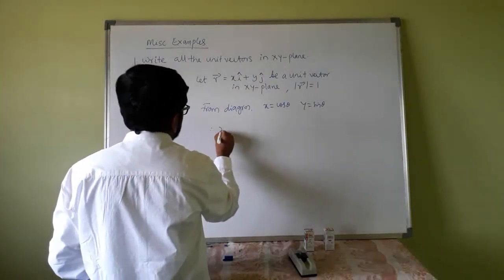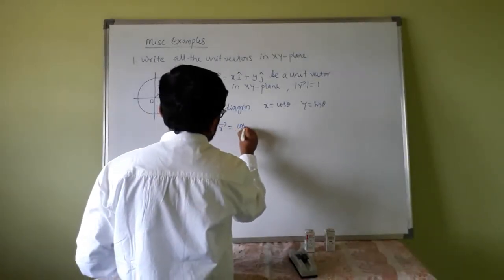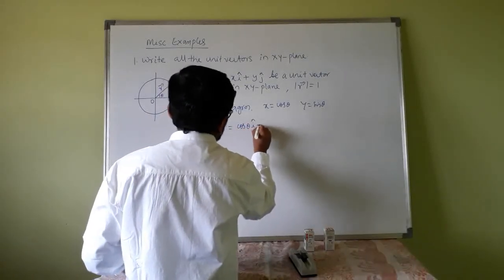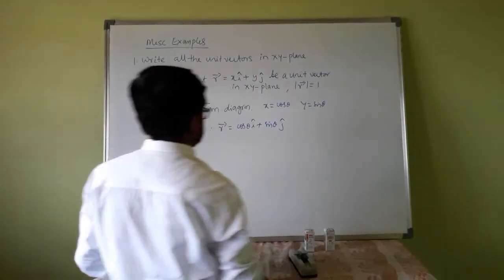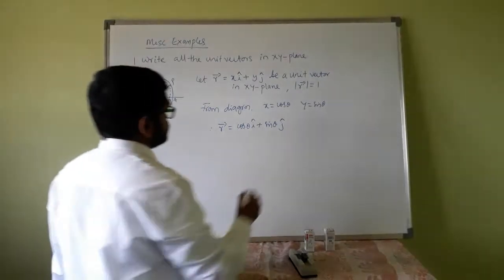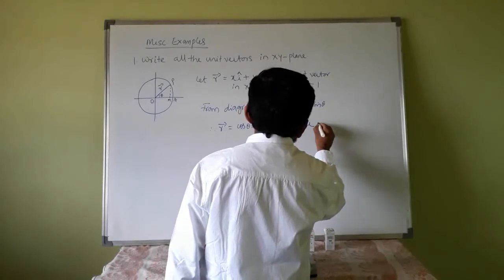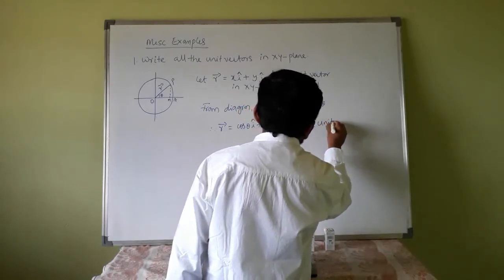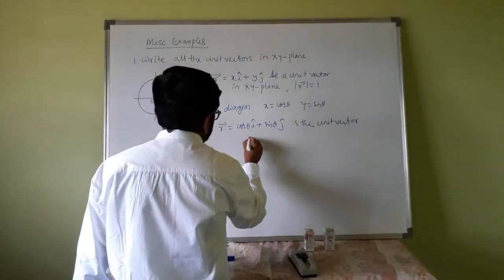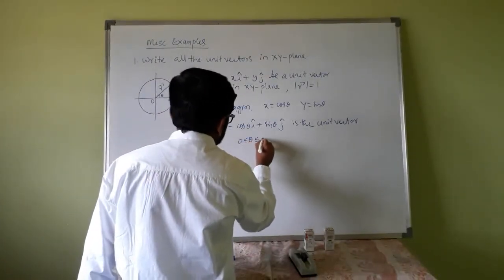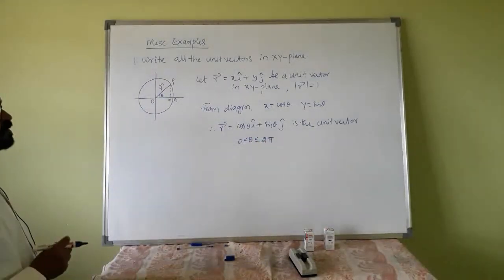Therefore, r is equal to cos theta i plus sin theta j cap is the unit vector, where theta lies between 0 and 2 pi.